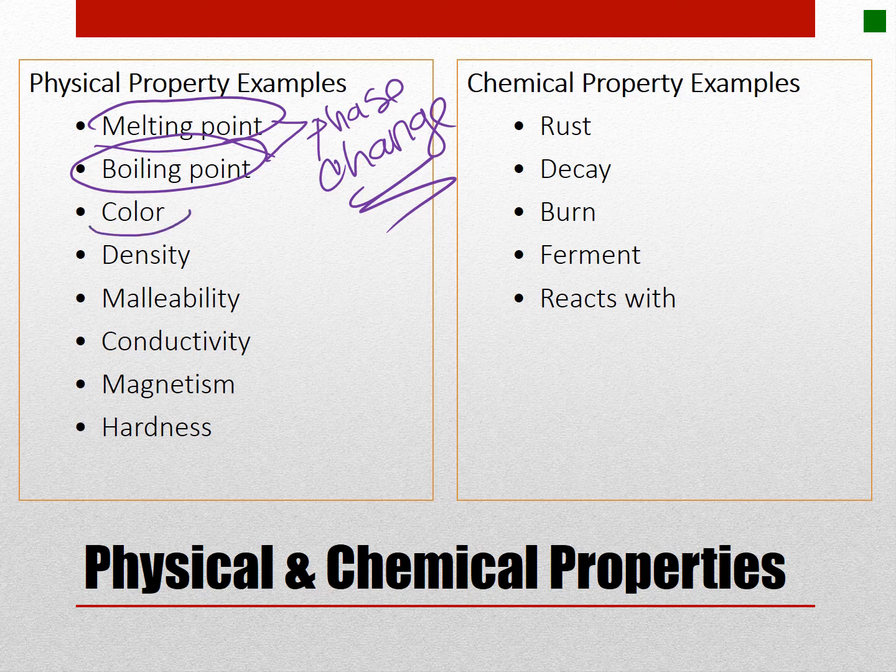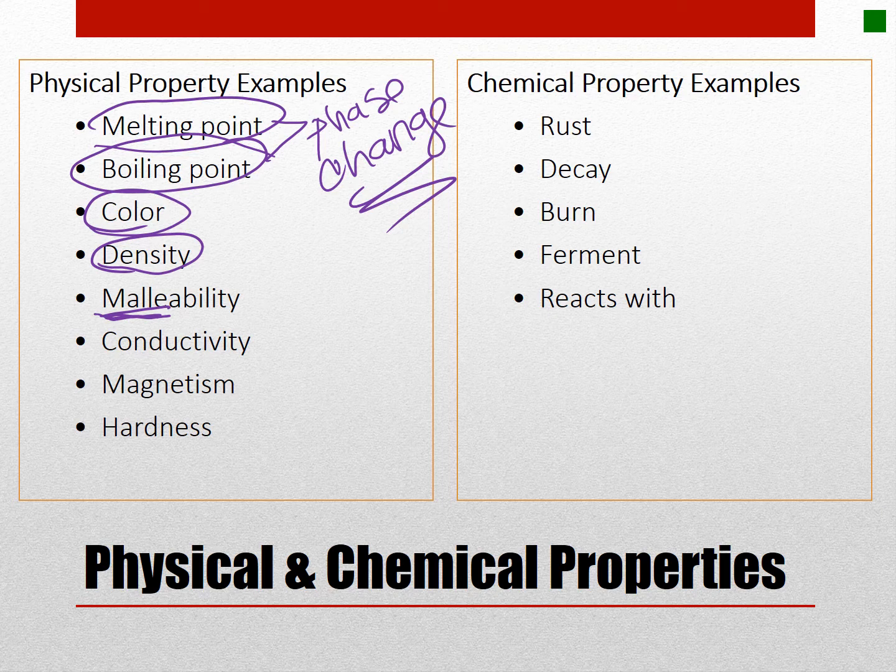Another physical property is color, like saying that they have blonde hair. Any type of physical attribute is going to be considered a physical property. So color, and you've got density. How dense is it? Size doesn't matter, any of that doesn't matter. It will maintain its density. Okay, density. Malleability.